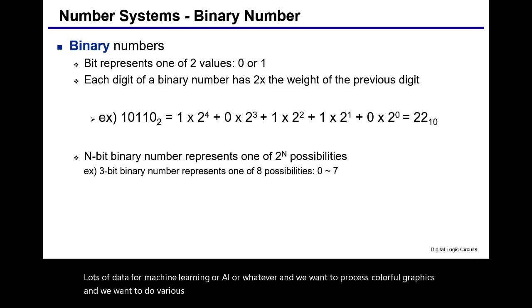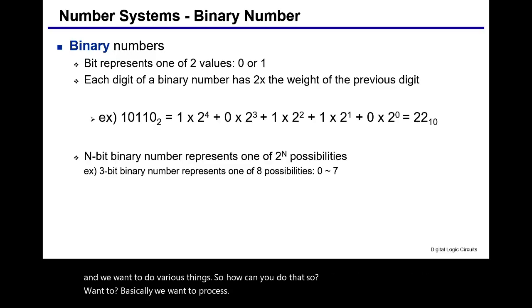So how can you do that? We want to process a valuable piece of information using a combination of bits. So let's start with a very simple thing. How can you process integer numbers like 1, 2, 3, 4, 5, and 6, and so on and so forth?